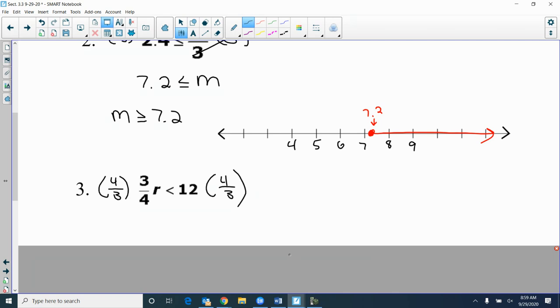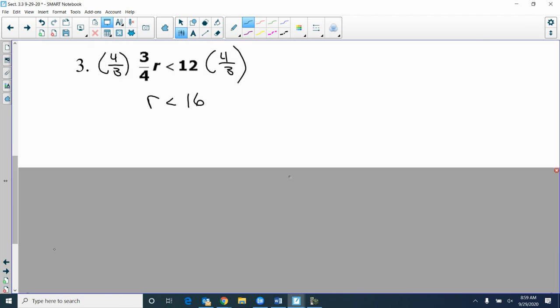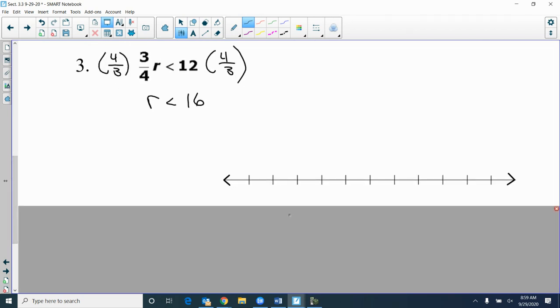You got 16. Well, yeah, you should get 16. Yes. Now, r is less than 16. That would be correct. Graph that. I'm going to put 16 in the middle. It goes up 17, 18, 19. Down here, 15, 14, 13, 12. That's plenty.